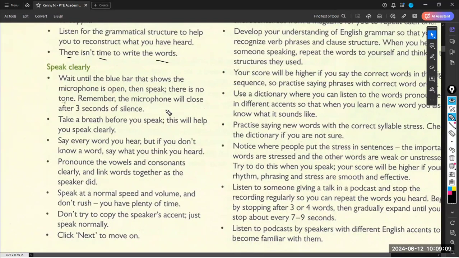Okay? After the 3 seconds are finished, you have to wait until the blue bar shows the microphone is open. When you can see the microphone is open, now you can speak. Some students start speaking immediately when the speaker finishes, so you have to be careful. Take a look at the microphone icon, because if you start speaking late, maybe after 2 or 3 seconds of the microphone being open, the sentence will be missing. It's not going to be complete.